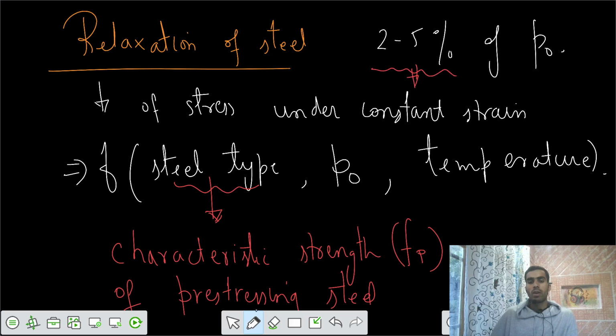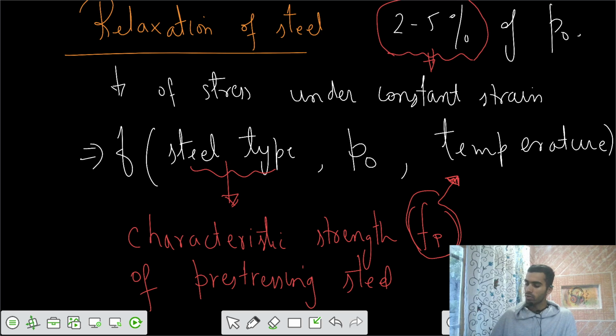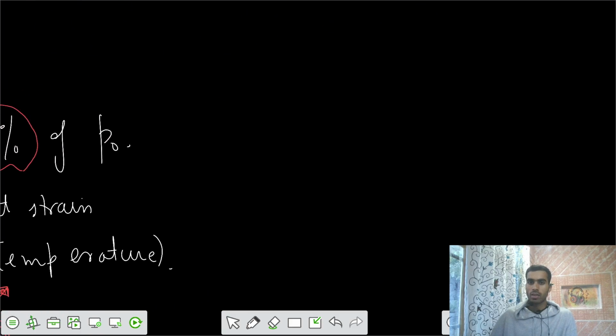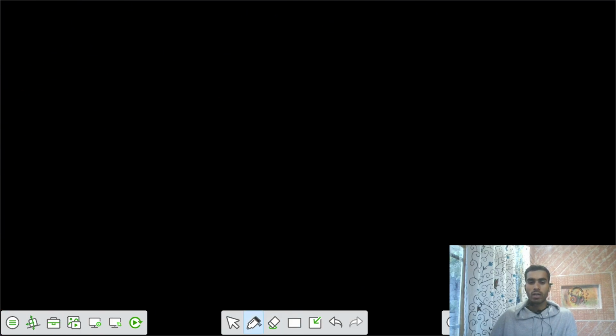But the actual value depends on the value of FP, and from that we do some interpolation, but we are not going to have any problem related to that. We are going to take a general value of 2 to 5% of the initial pre-stress for relaxation of steel. Now we are going to summarize the final conclusions related to all those losses we have studied.